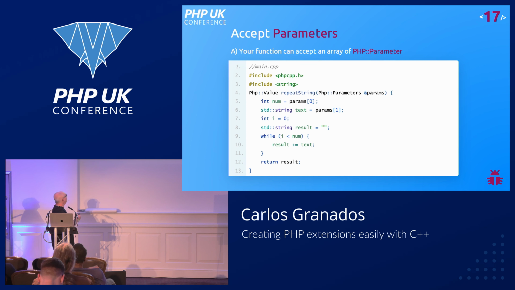So for example, in this case, I'm getting the first param, and I'm expecting it to be an integer, and I'm getting the second one, and expecting it to be a string. So I built this little function that will just repeat a string a number of times. This is probably not the best implementation, but I just wanted to keep it simple. So it just concatenates the strings as many times as you have defined in the call.